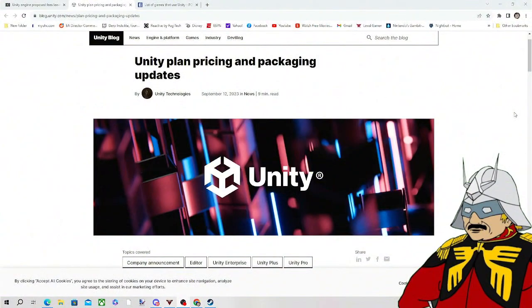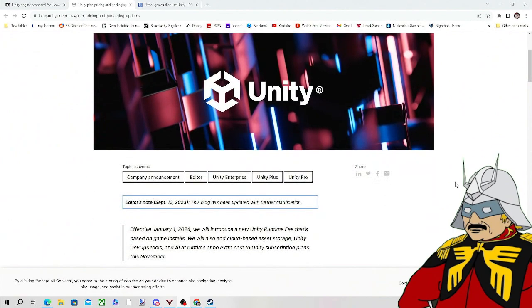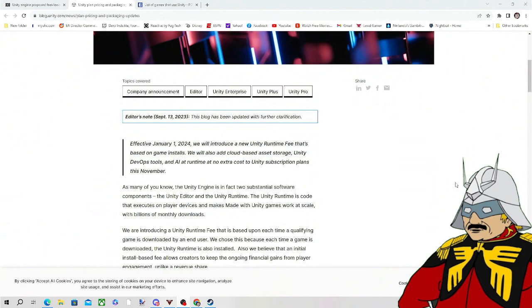So what's going on, ladies and gentlemen? I'm going to talk about this whole situation with the Unity pricing plan and packaging update. So here's the problem with this. This is what's upsetting a lot of the game developers. Effective January 1st, 2024, we introduced a new Unity runtime fee that is based on game installs.